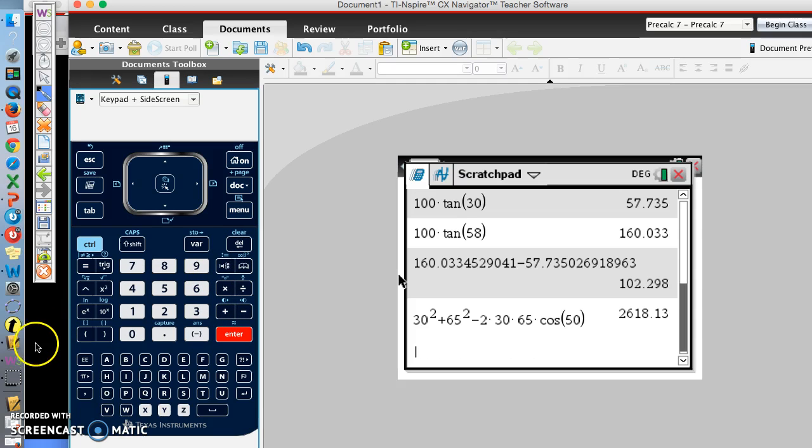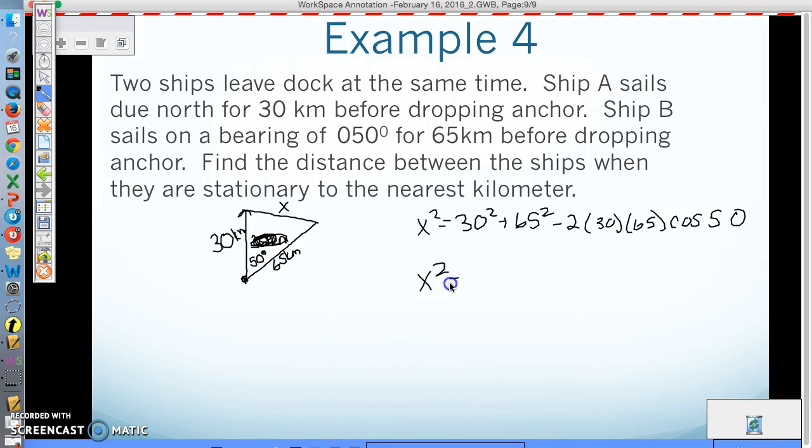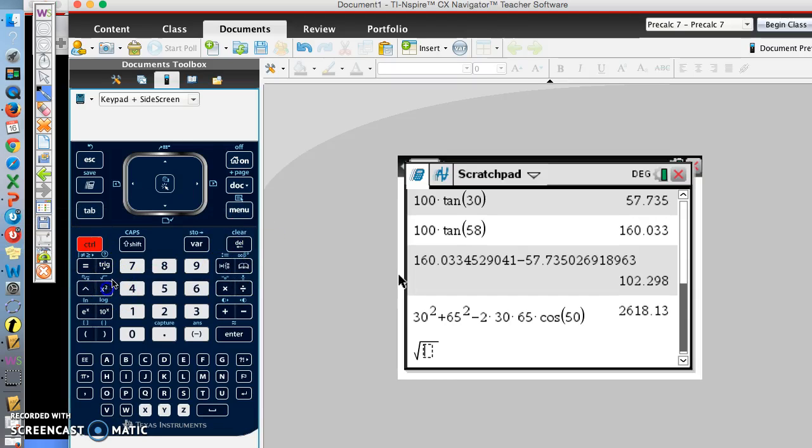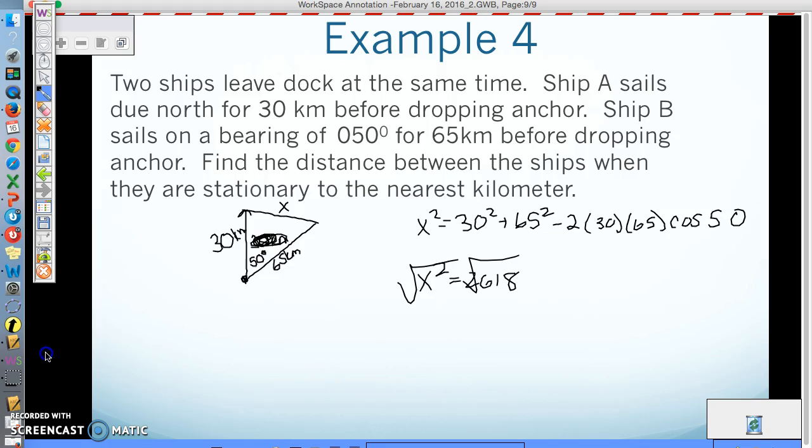So we end up with 2618. And then we take the square root of that. All right, so we have 51.2 kilometers approximately.